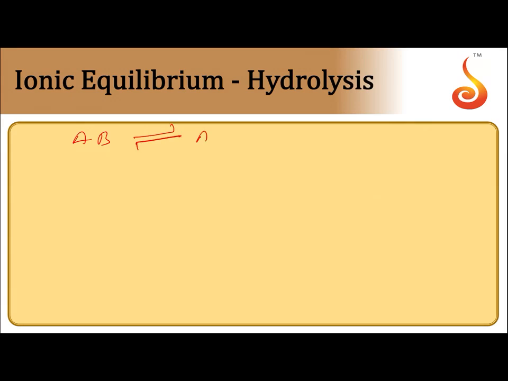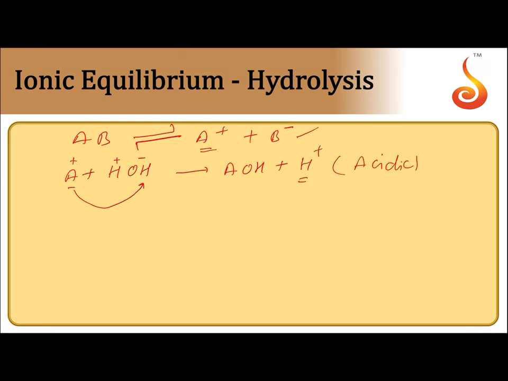dissolved in water, it first of all undergoes ionization, suppose giving A plus and B minus. Suppose A plus is a strong conjugate ion, so A plus reacts with water, HOH, let us take H plus and OH minus. A plus will react with OH minus, forming AOH and releasing H plus ions, meaning the entire solution is going to be acidic in nature.